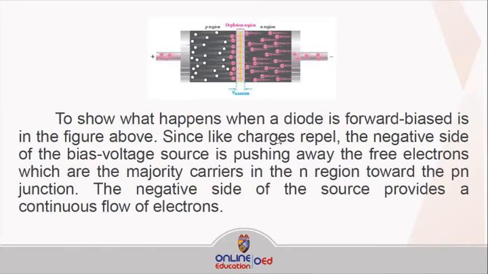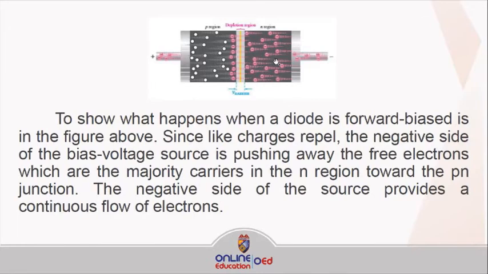Since like charges repel, the negative side of the bias voltage source is pushing away the free electrons, which are the majority carriers in the N region, towards the PN junction. Alam naman natin kapag like charges, nagre-repel, then sa negative side, the bias voltage source is pushing away the free electrons, which are the majority carriers ng N region, papunta dito sa PN junction.